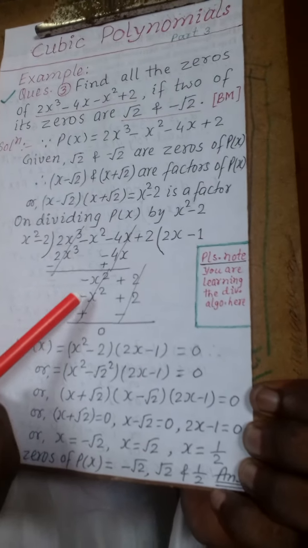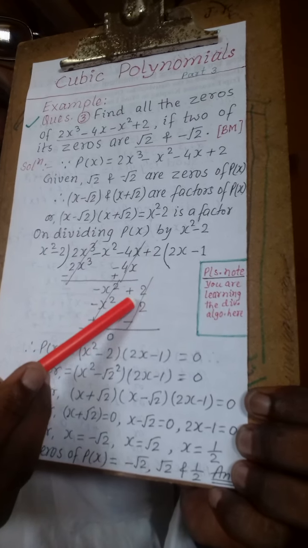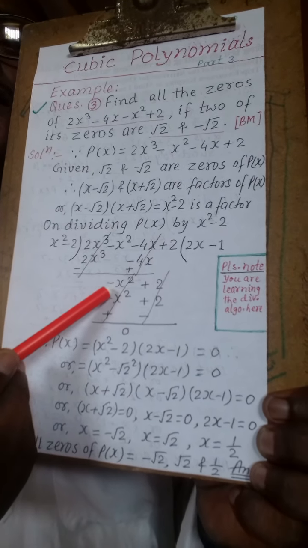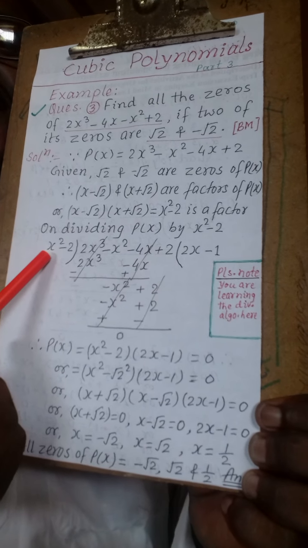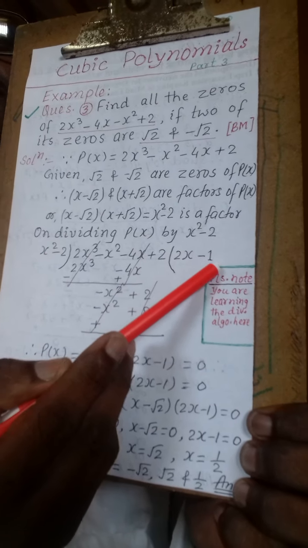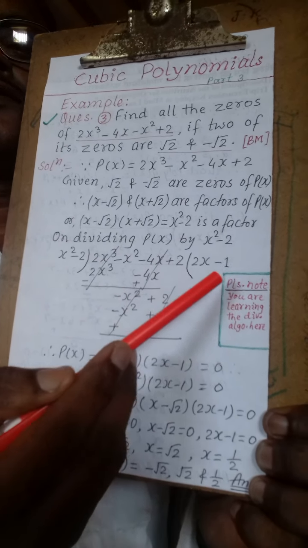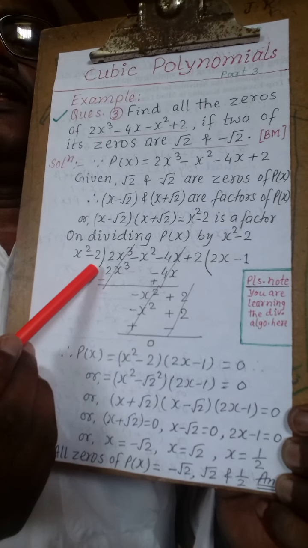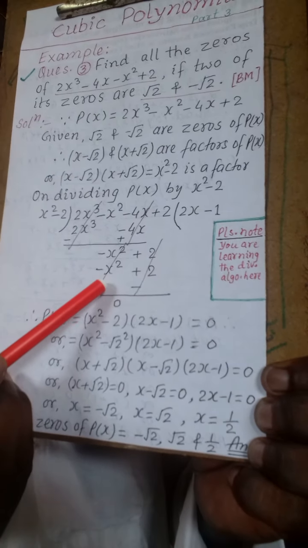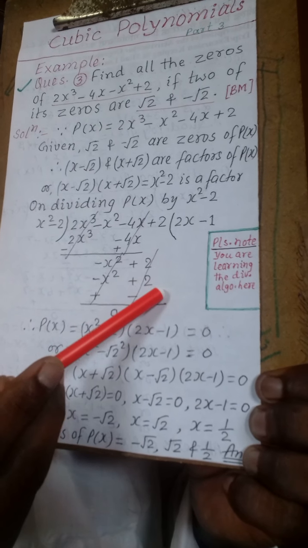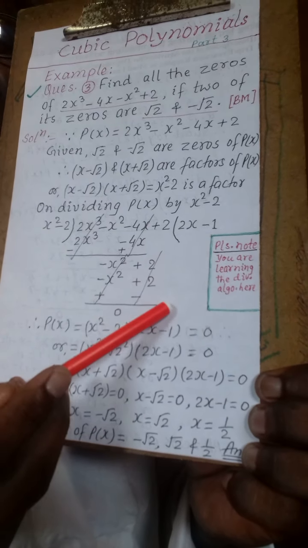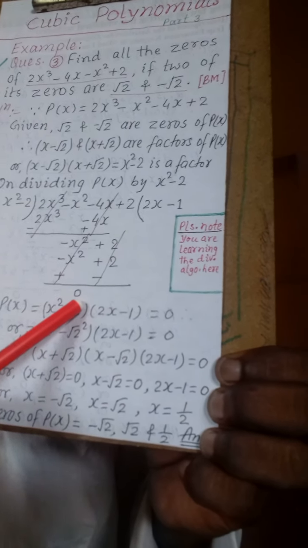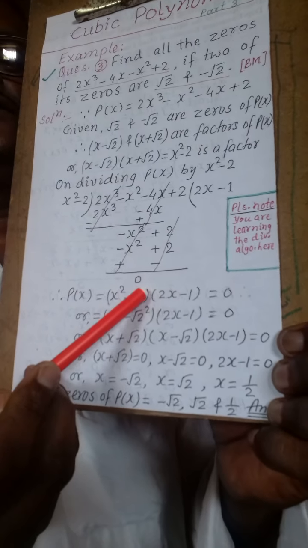And now we get minus x square plus 2. Now x square will be multiplied by minus 1 for getting minus x square. So I have written minus 1 here, and when we multiply minus 1 with the divisor, we get minus x square plus 2. Here also the sign will be changed, and plus and minus will be cancelled, and this way we get the remainder as 0.